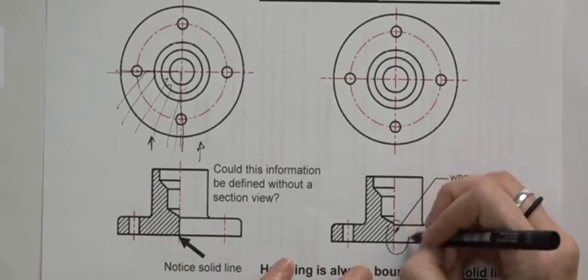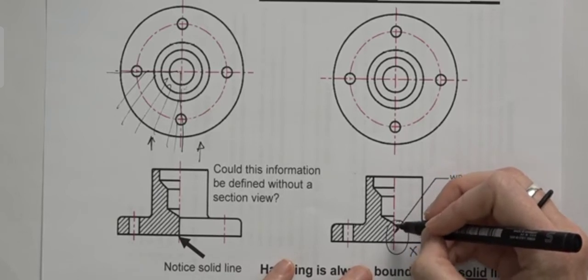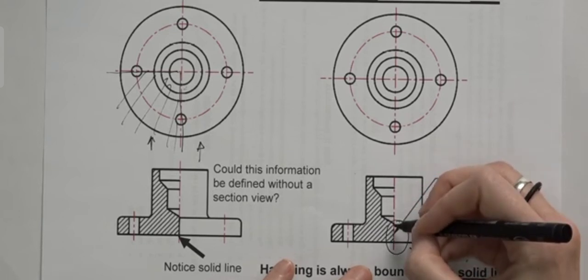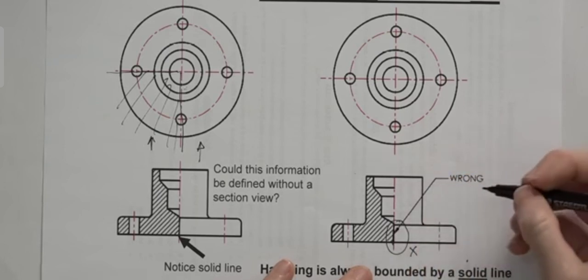So here in this case, this would be incorrect. If I had a place where I'm actually cutting through solid material, and I indicate it by using a center line, that will be incorrect. You need to show that as a solid line. So if you do not show that as a solid line, that will be incorrect.